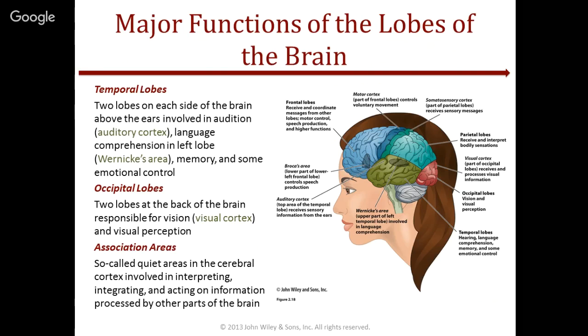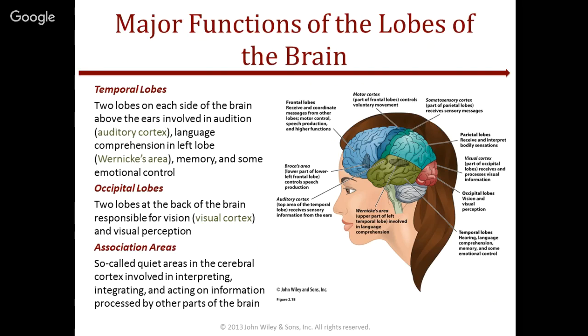So for your frontal lobe, you have the Broca's area, which allows you to have speech development, be able to speak, and your Wernicke's area allows you to be able to understand language. Okay, and it also holds some emotion control as well as memory.